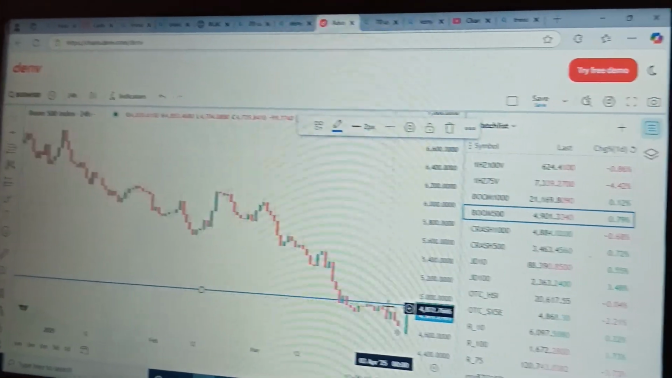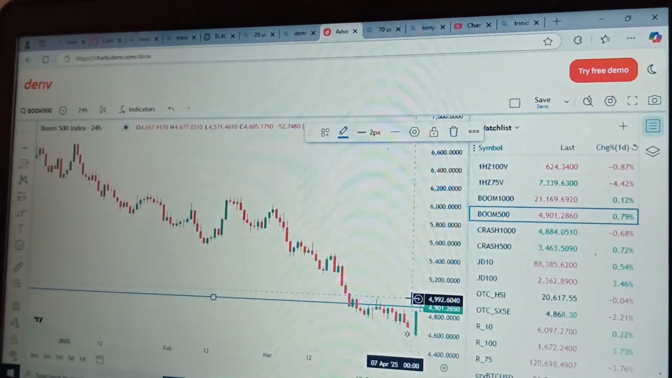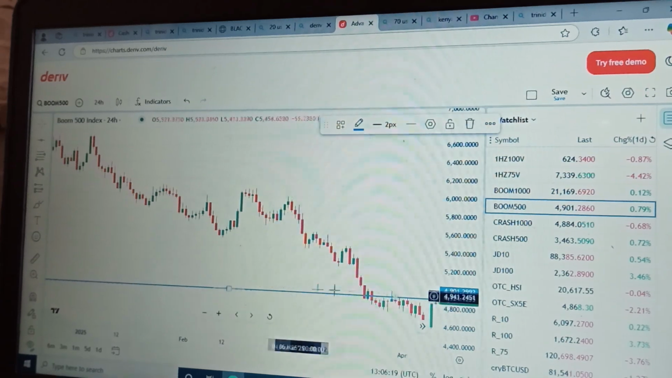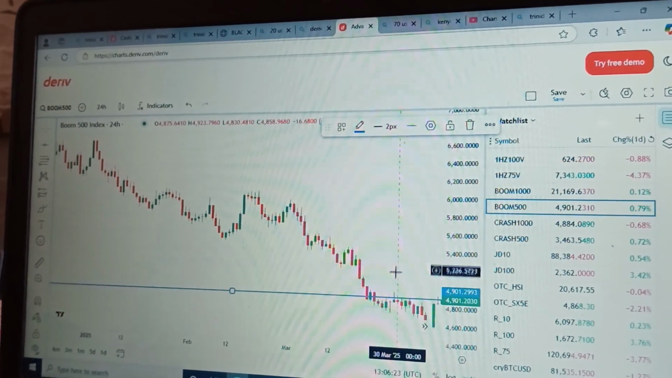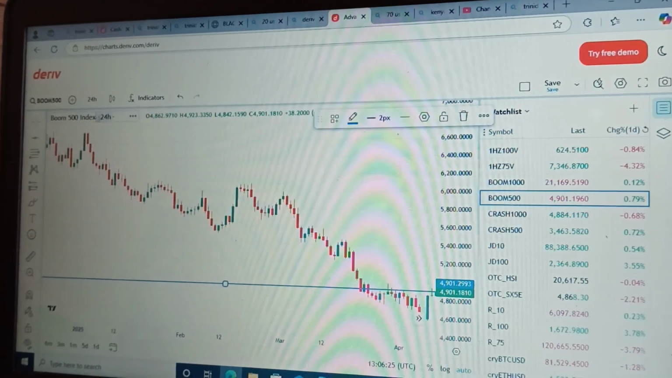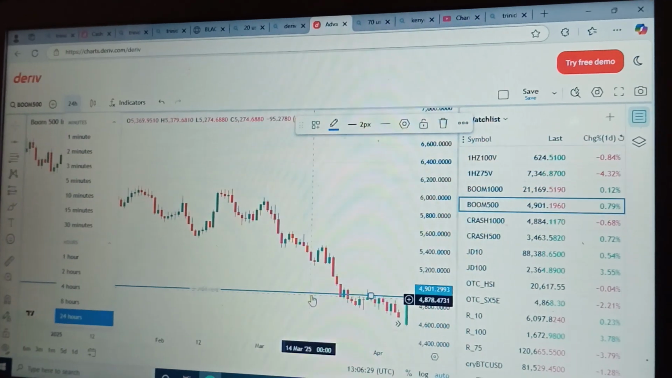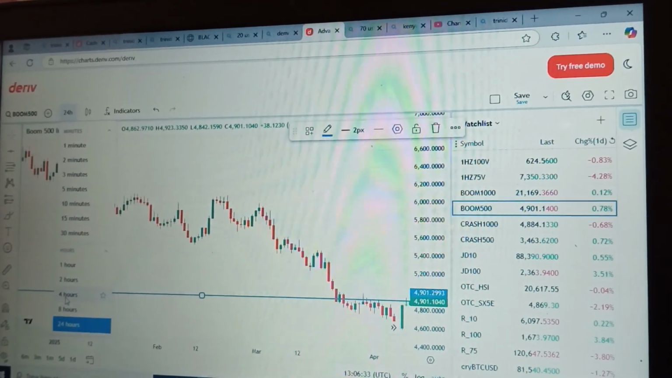Once the market gets to this level, we're gonna take our buys. Definitely we're gonna wait for a confirmation candle, since it's a key resistance level. And we can also check for more selling opportunities around this level. Once the market gets to this level, it might get some resistance.